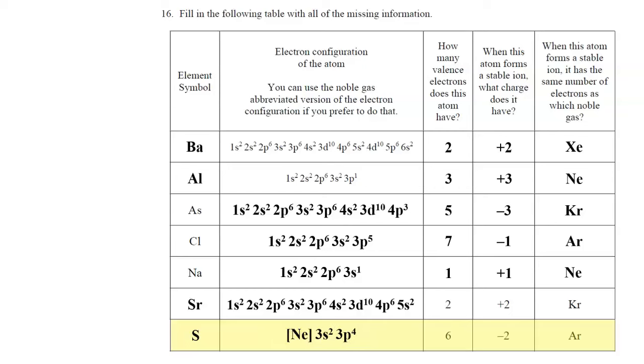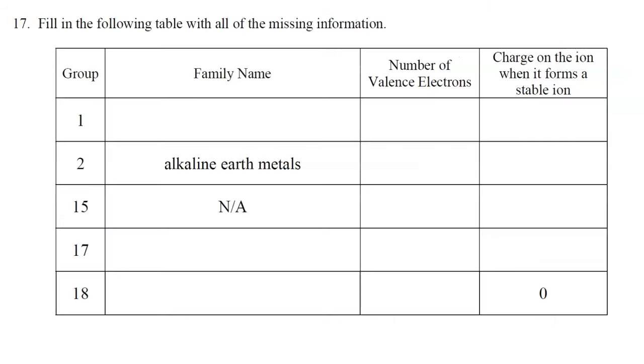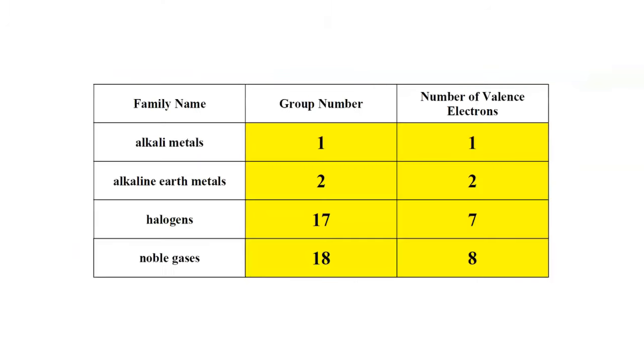Now let's take a look at question 17. In question 17, it says, fill in the following table with all of the missing information. So in your packet that was entitled Valence Electrons and the Charges on Ions, you learned the names of 4 different families on the periodic table. We have alkali metals in group 1, alkaline earth metals in group 2, halogens in group 17, and noble gases in group 18.